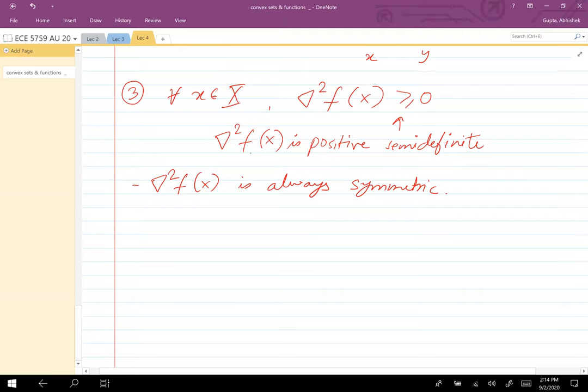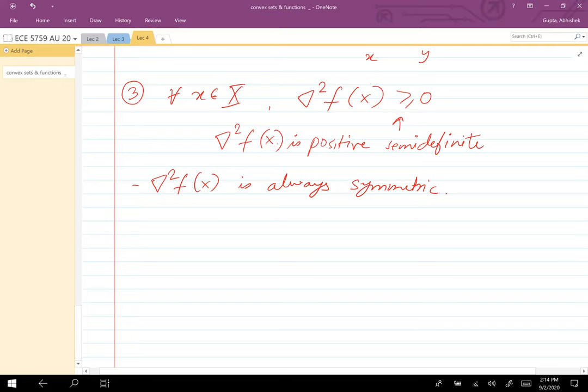And what we require for convexity is that it must be positive semi-definite, which means all its eigenvalues must be non-negative, so greater than or equal to zero, at every point x in the domain of the function f. Only then is it a convex function.